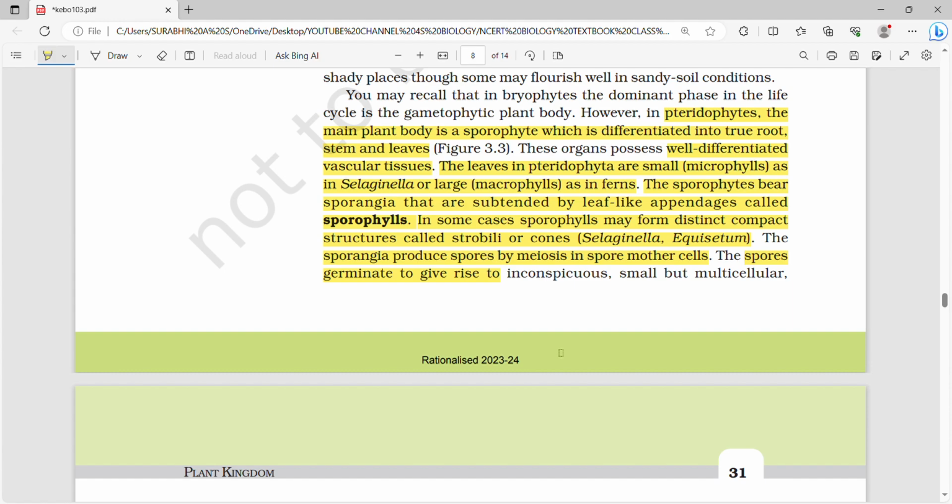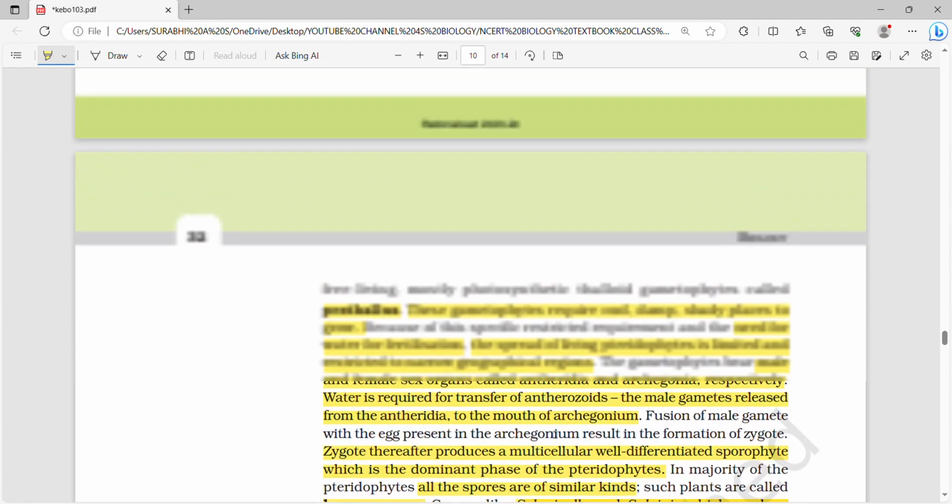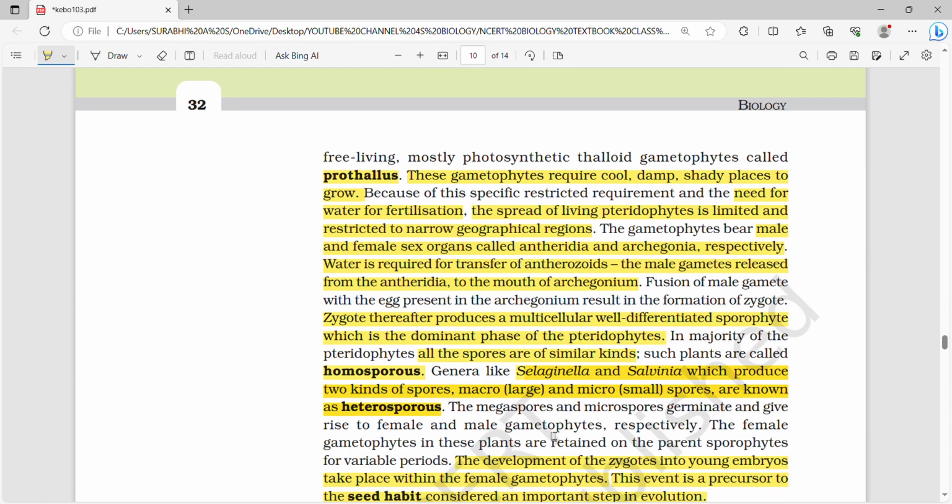In some cases, this sporophyll may form distinct compact structures called strobili or cones. For example, in Selaginella and Equisetum. The sporangia produced by spores undergo meiosis in spore mother cells, and these spores germinate to give rise to the prothallus.